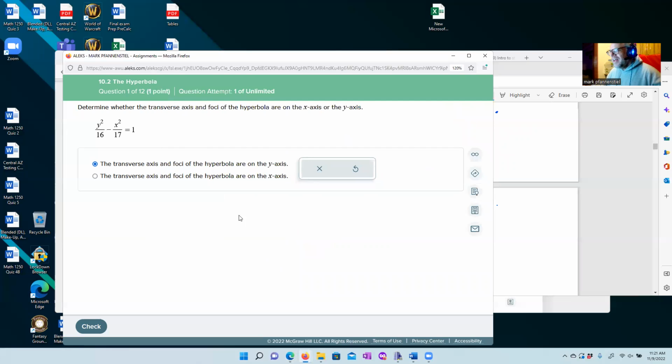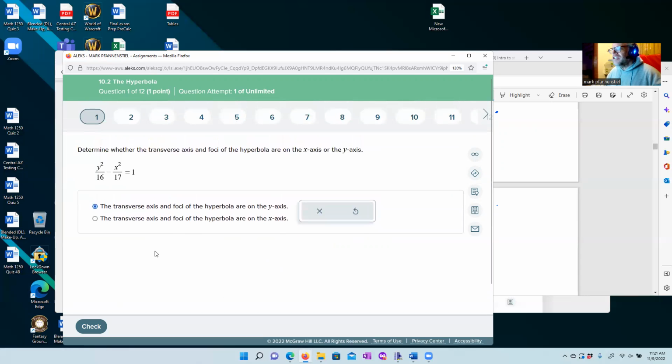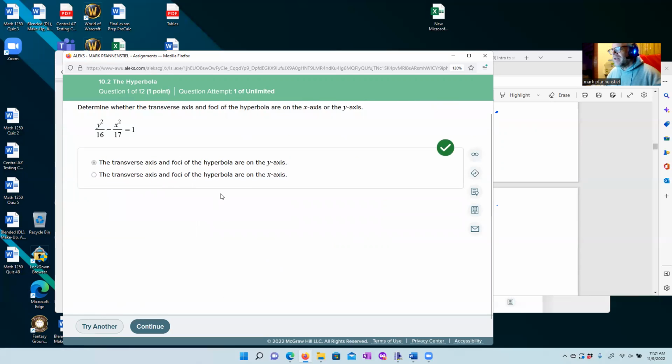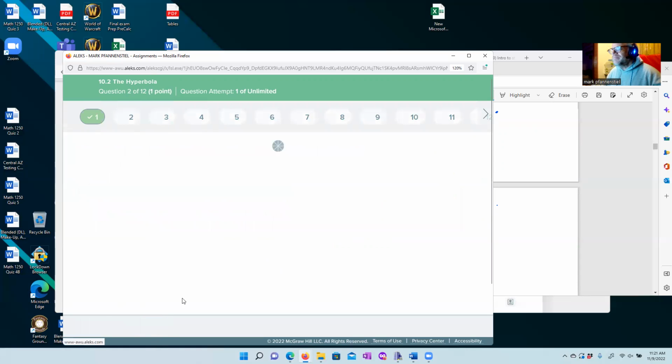So there's a transverse axis there. We'll go ahead and check, making sure I know what the transverse axis is. Then we're ready to go on. It's on the y-axis, so that's what we do there. All right, continue.